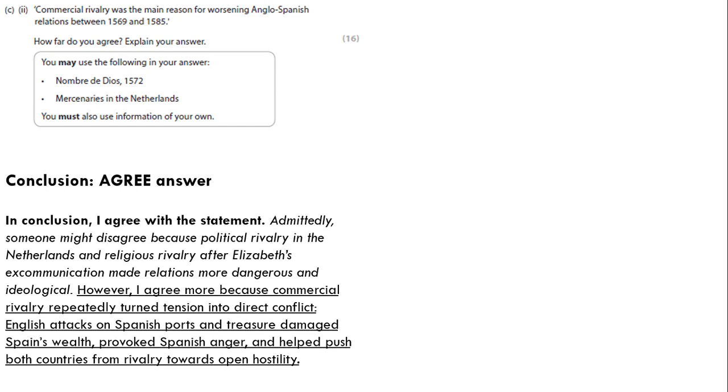Let's have a look at our conclusions. In conclusion, I agree with the statement. Admittedly, someone might disagree because political rivalry in the Netherlands and religious rivalry after Elizabeth's excommunication made relations more dangerous and ideological. However, I agree more because commercial rivalry repeatedly turned tension into direct conflict. English attacks on Spanish ports and treasure damaged Spain's wealth, provoked Spain's anger, and helped push both countries from rivalry towards open hostility. So, this argues commercial rivalry is the main reason because it turned tension into actual physical conflict.